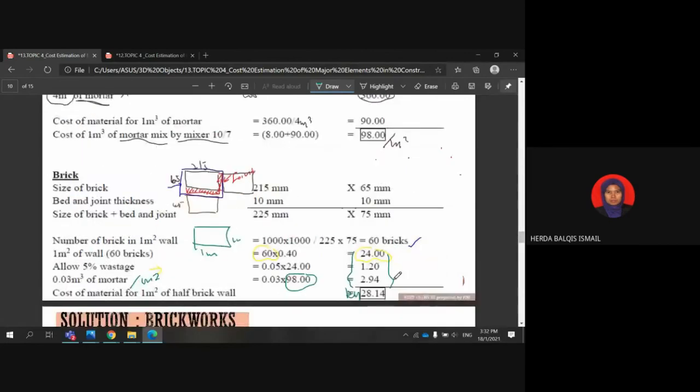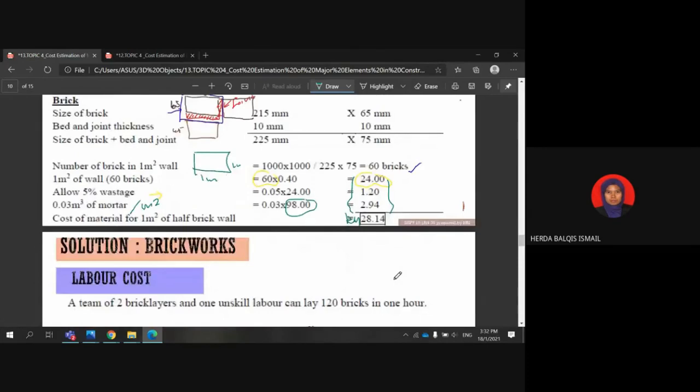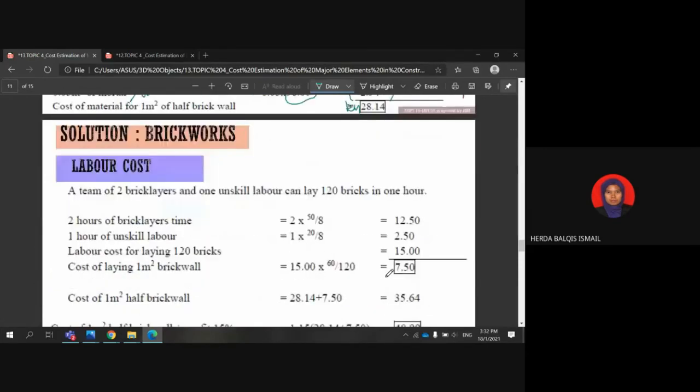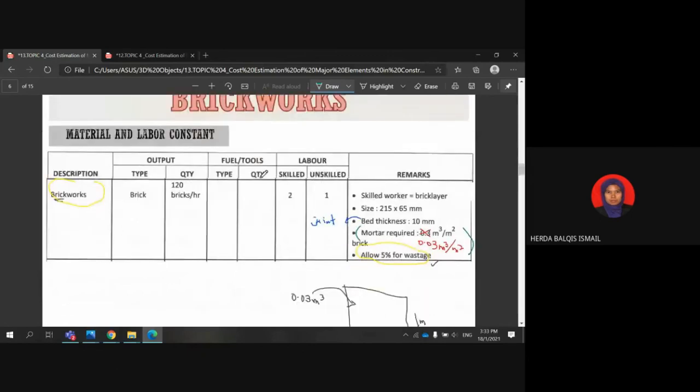Right. So next, moving to the brick laying work, which involves the labor cost. How many persons are required to fix these bricks to form a brick wall? By referring to the constant, it requires 2 skilled labor and 1 unskilled labor. By this capacity, they can fix 120 bricks in 1 hour.